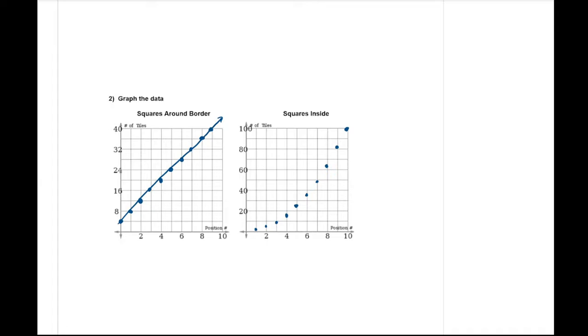So here, if I try to connect all my points in a line, this is the representation that we get for this one.